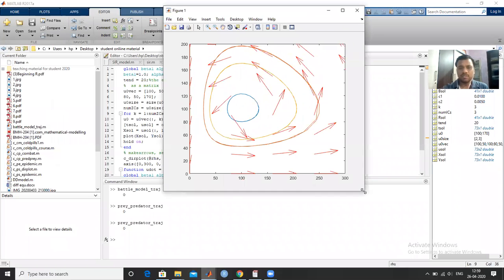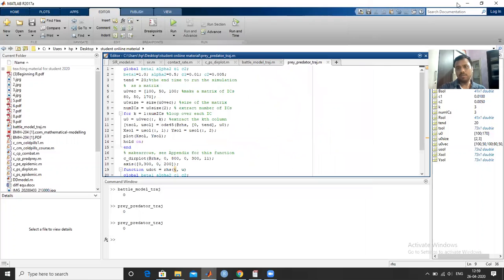So you can check. These are the directions of the trajectories, and these are the actual trajectories. And you can check, these are closed, not open. So what is the meaning of closed? It means that with respect to time they are oscillating. We will check it here.